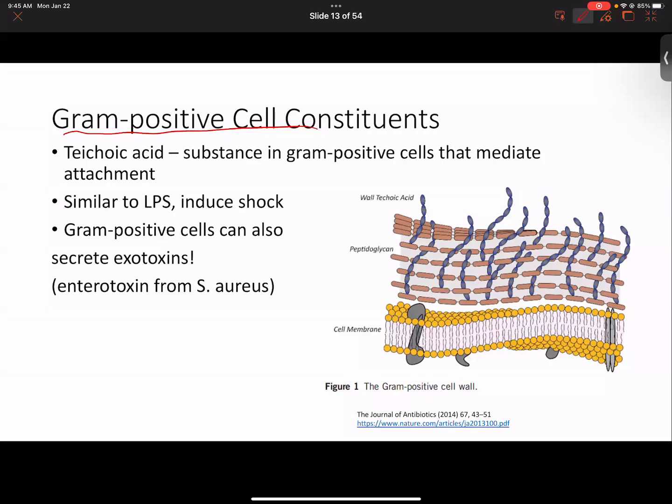Gram-positive cells do make teichoic acid. Again, teichoic acid is this substance that gram-positive organisms use for adherence. When gram-positive organisms succumb to the presence of antibiotics or the immune system, the teichoic acid can get shed. And teichoic acid, much like lipid A, can bind to toll-like receptors to induce symptoms of shock, all right?